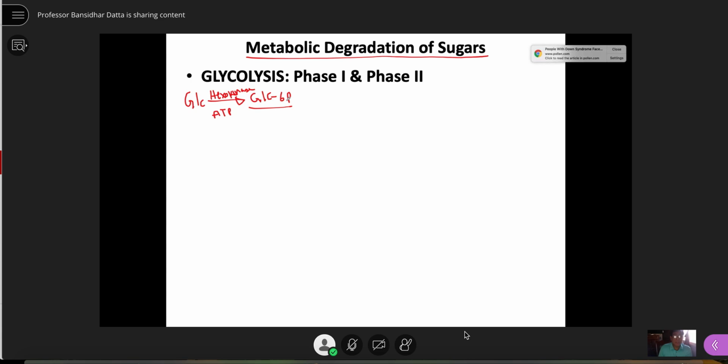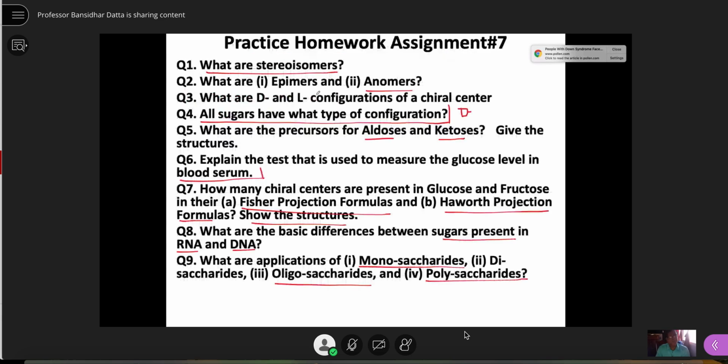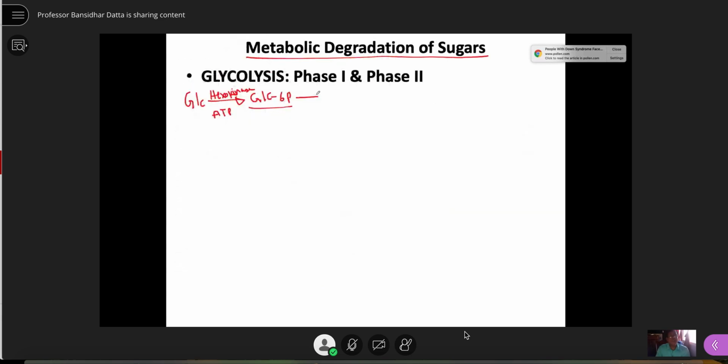What does glucose 6-phosphate mean? Who can tell me? Remember, glucose has 6 carbons, right? 1, 2, 3, 4, 5, 6. And carbon 6 is CH2OH. That OH's H is replaced by the phosphate group. So it is CH2OPO3 2 minus. That's glucose 6-phosphate. The glucose with the enzyme called hexokinase and ATP: ATP gives the phosphate, and it's converted to glucose 6-phosphate. That's the first step of glycolysis. Glucose 6-phosphate is then converted to fructose 6-phosphate.